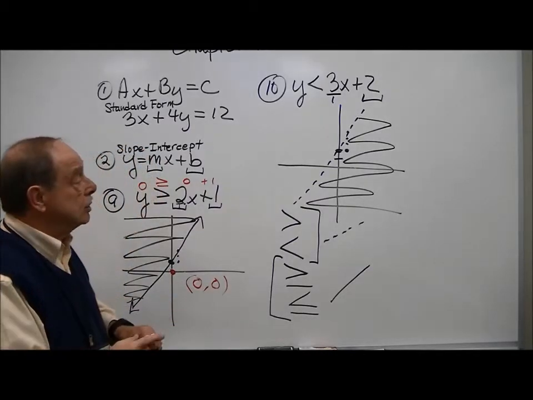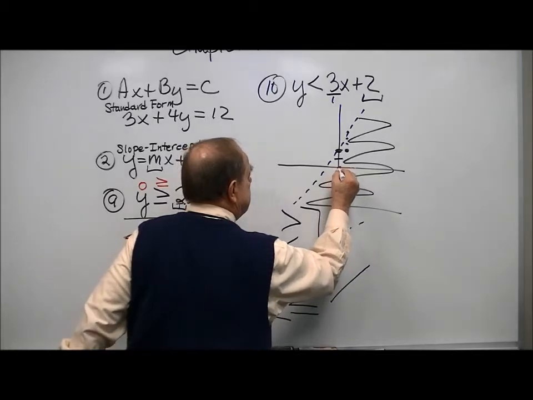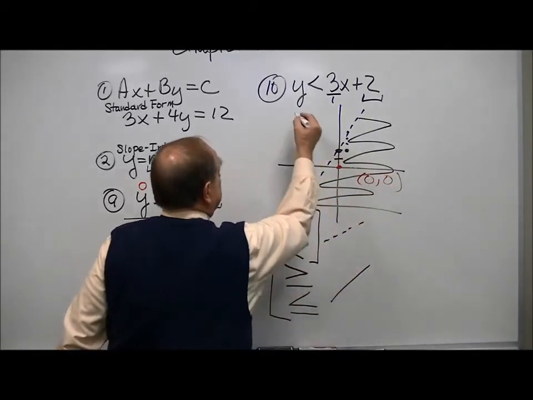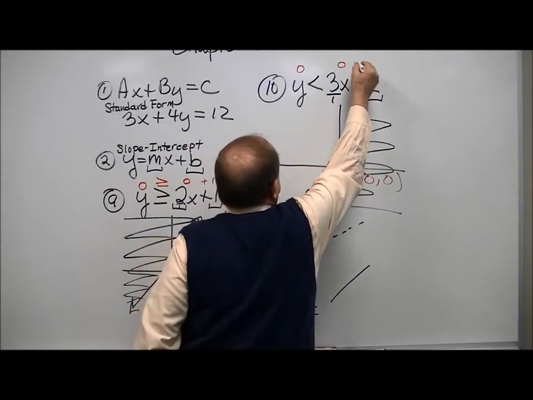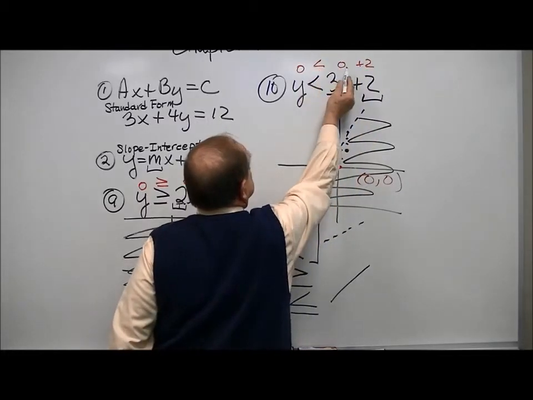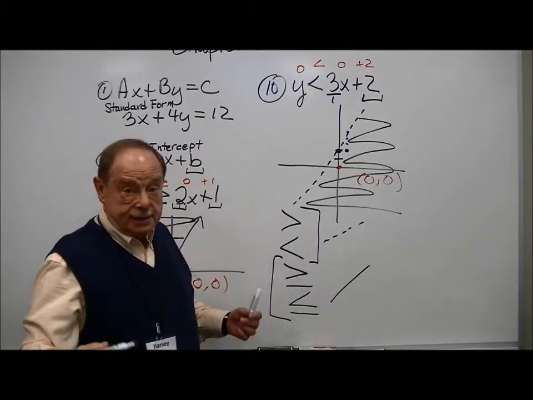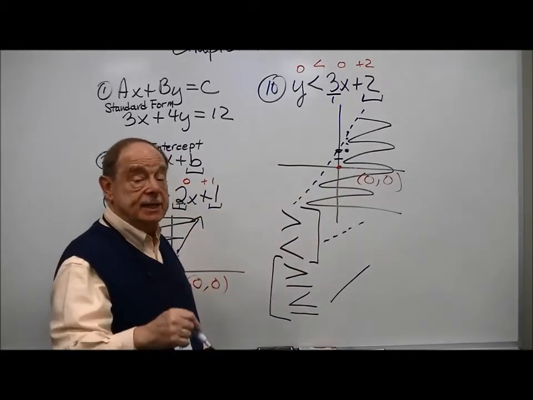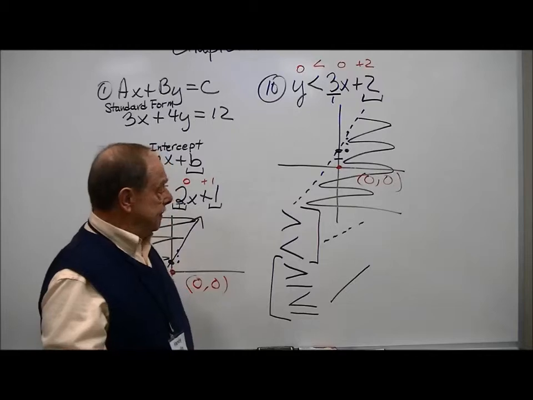And going to our trial point. Again, a good one is 0, 0. So if this is 0, and this is 0, and this is 2, is 0 less than 2? Yes, 0 is less than 2. Our trial point is in the correct place. That makes it a true statement.